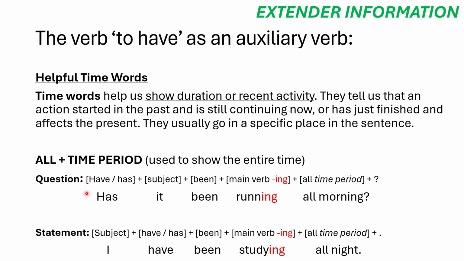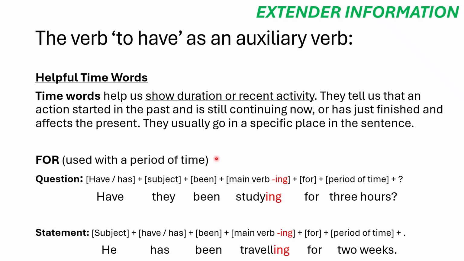In a question, have or has plus subject plus been plus main verb plus all time period. Has it been running all morning? In a statement, subject plus have or has plus been plus main verb plus all time period. I have been studying all night.